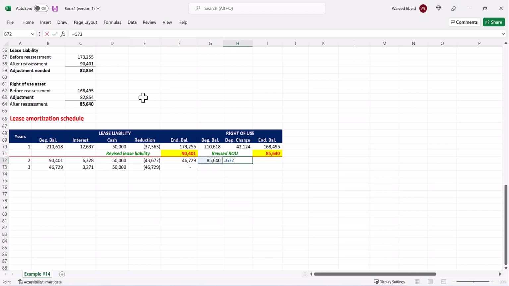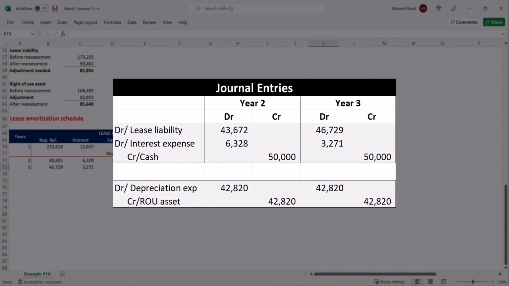As for the right-of-use asset, the depreciation charge is recalculated as the revised carrying amount divided by the remaining lease term of 2 years. And that's it. And these are the journal entries to be booked in the lessee's books at the end of the second and the third years.